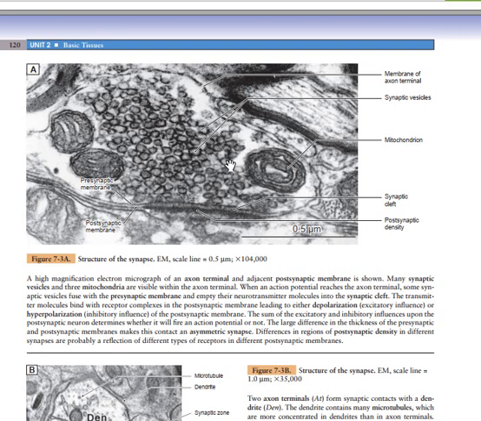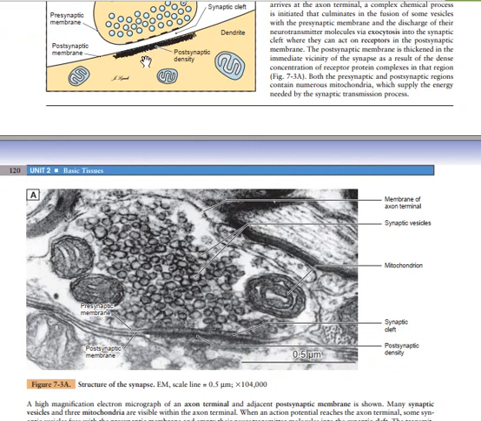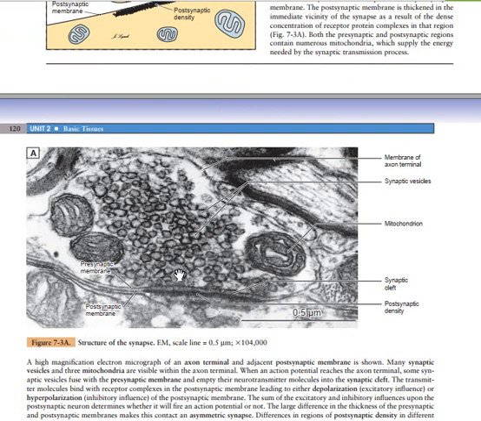Now, this is the electron microscopic view of a synapse. This is the membrane of the axon here. This is the mitochondrion here. These are the synaptic vesicles. This is the synaptic cleft. Now this is the postsynaptic membrane. You see the postsynaptic membrane with the postsynaptic density, as you can see here. This is the presynaptic membrane with the synaptic vesicles.